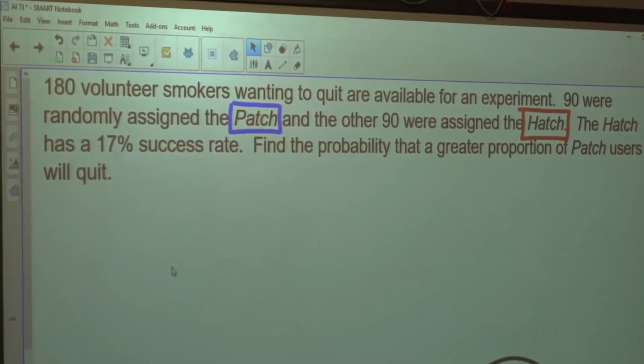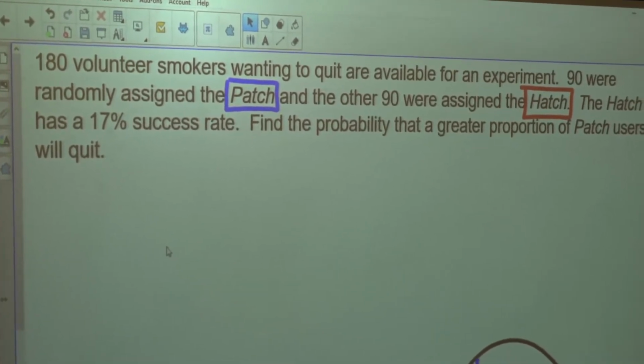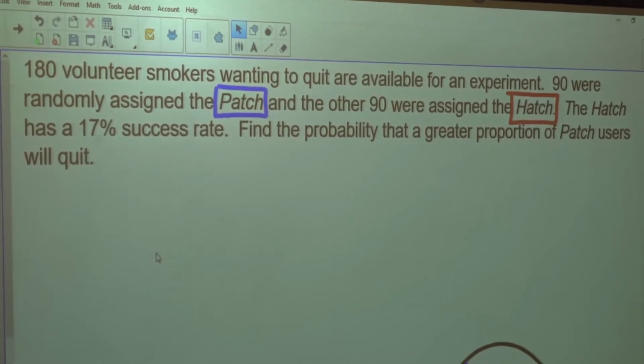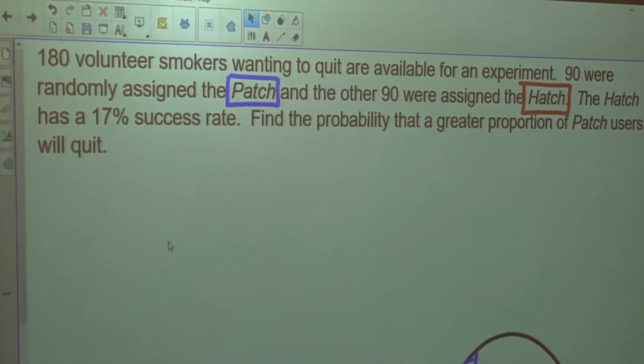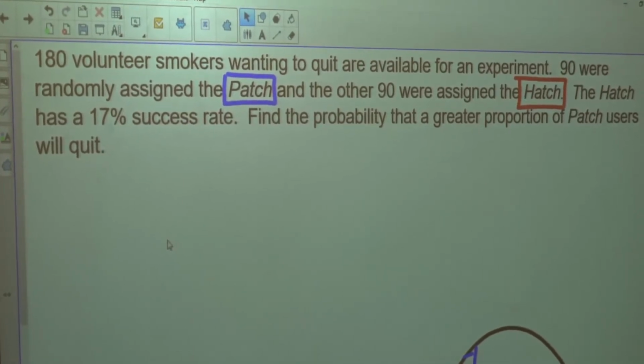Anyhow, so the hatch has a 17% success rate. So now if we take a random sample of 90, or we randomly assign 90 to get the patch and 90 smokers to get the hatch, what's the probability that the sample of people using the patch will actually yield a higher proportion than those using the hatch?